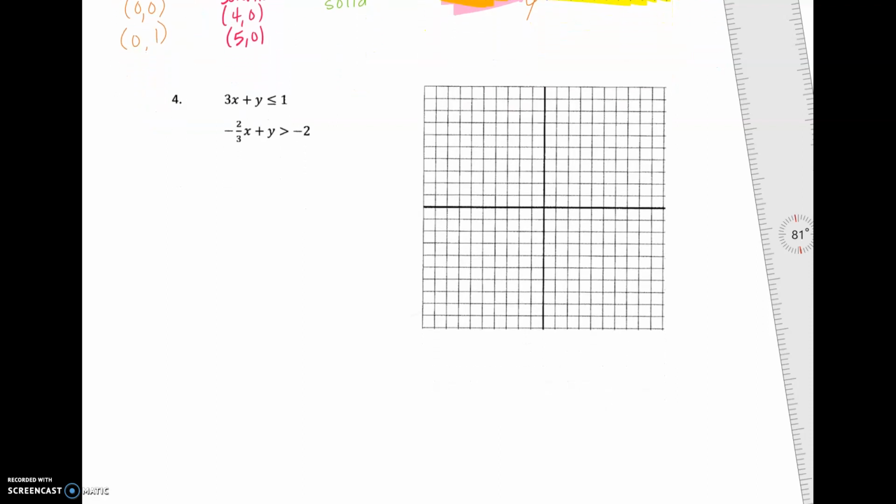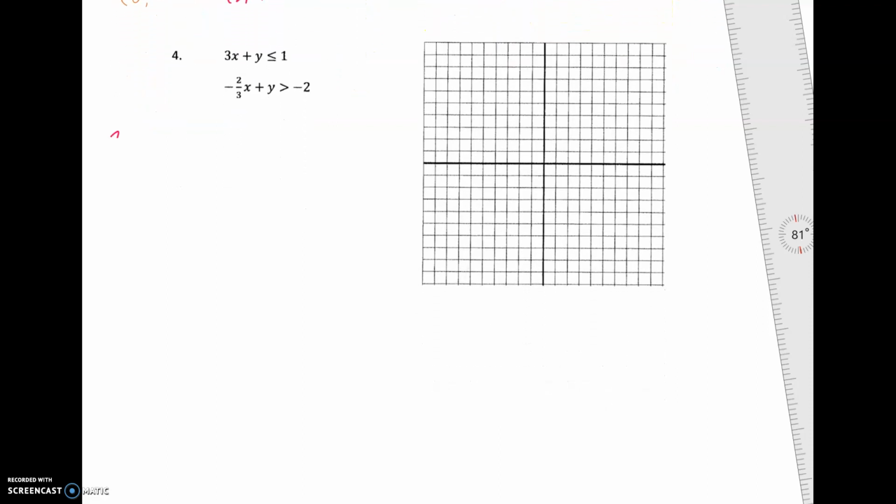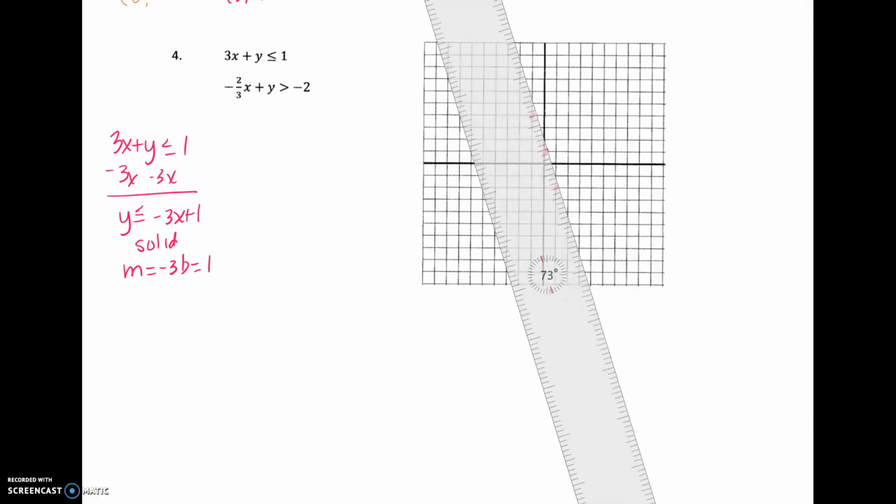Okay, let's go to number 4 and look at that one. 3x plus y is less than or equal to 1. I'm going to subtract 3x, and I'm going to get y is less than or equal to negative 3x plus 1. It's a solid line. My slope is negative 3, and my intercept is 1. From the origin, I go up 1. Then I'm going to go down 3 to the right 1. Up 3 to the left 1. I'm going to make my solid line.